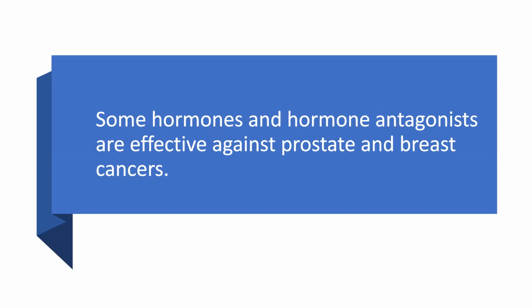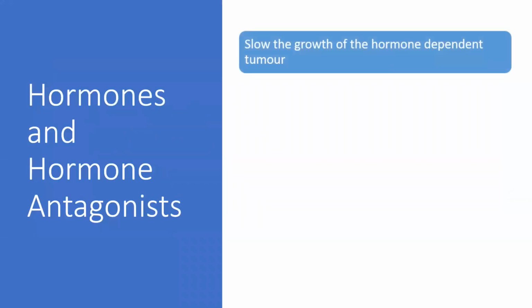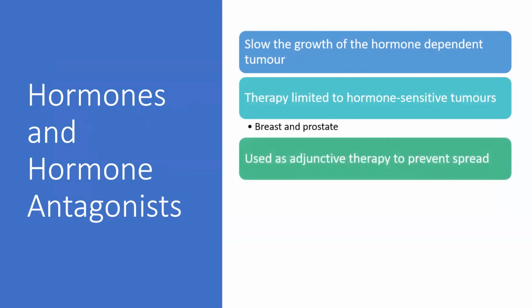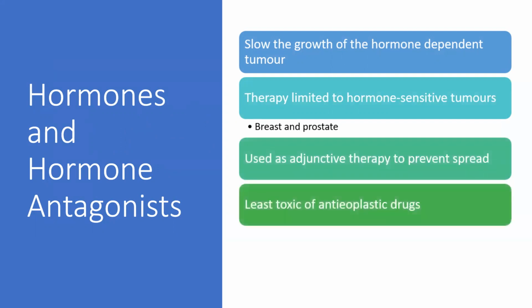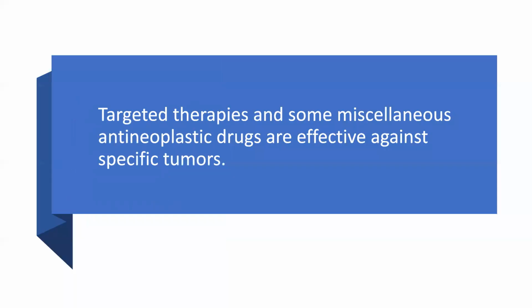There are some hormones and hormone antagonists. They're also effective against the prostate and breast cancers. So the hormones and hormone antagonists slow the growth of hormone-dependent tumors. The therapy is limited to hormone-sensitive tumors, the breast and the prostate, used as an adjunctive therapy to prevent the spread, and the least toxic of the antineoplastic drugs are the hormones and hormone antagonists. They rarely produce a cure, but the primary use is palliation.